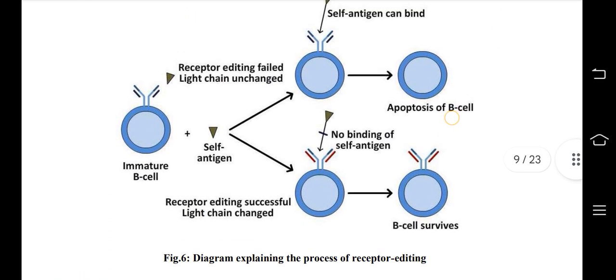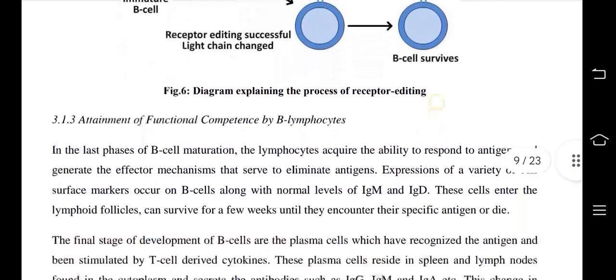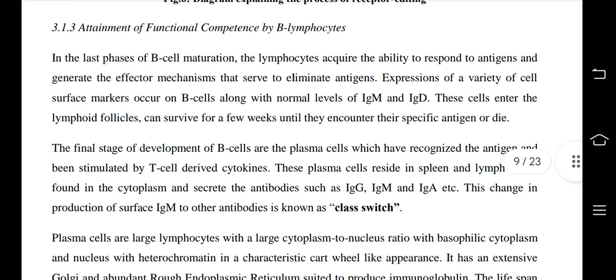Diagram explaining the process of receptor editing. Immature B cell: receptor editing failed, light chain unchanged. Self-antigen: receptor editing successful, light chain changed. Self-antigen can bind, leading to apoptosis of the B cell; with no binding of self-antigen, the B cell survives. Next, the attainment of functional competence by B lymphocytes.